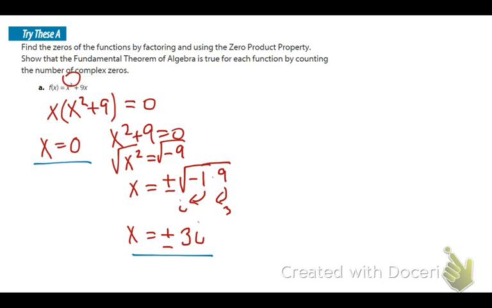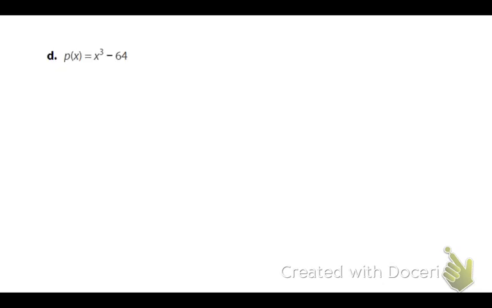Okay, we're going to look at one more. And this is D. And D is P of x equals x cubed minus 64. So I hope that you can look at that and figure out that that is a difference of cubes. So we're going to figure out what our A and B are. So I've got, what did I cube here, and what did I cube here? In this one, I cubed the x, and over here, I cubed the 4.